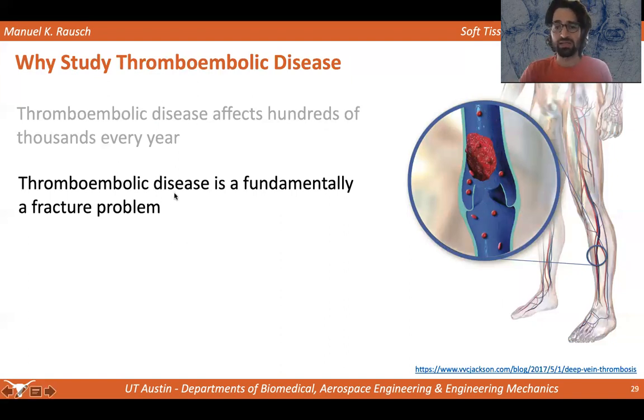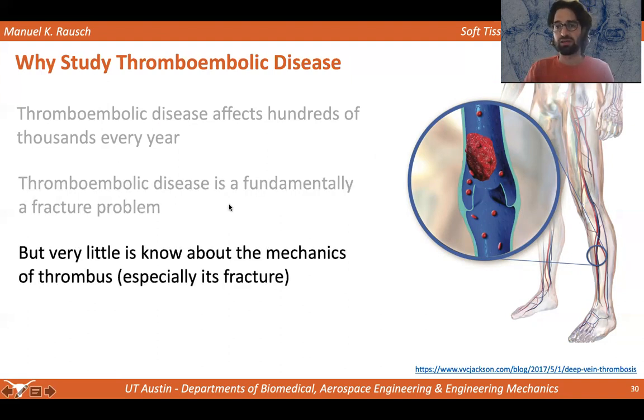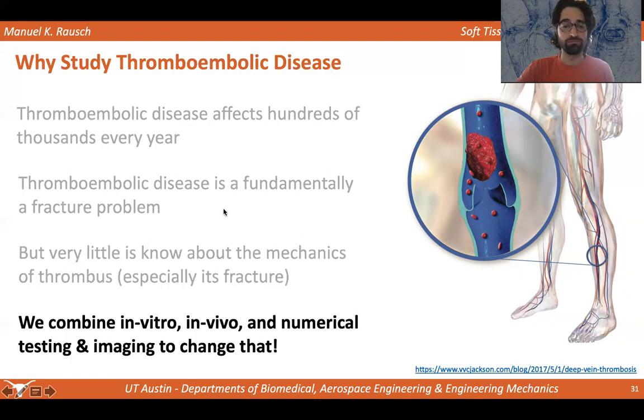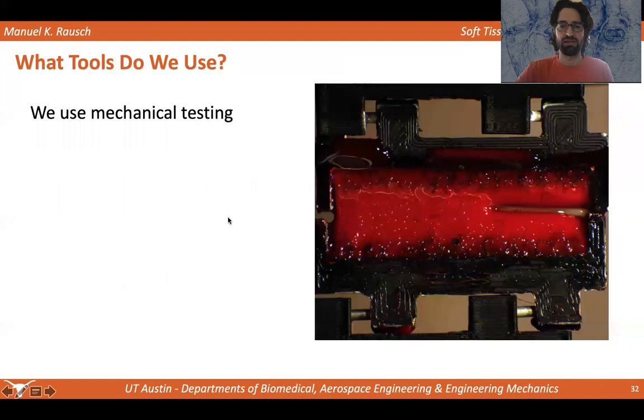And what's fascinating about it is that it's fundamentally a fracture problem. And I say this because you see here, the thrombus sits there on the wall and it's about to break off. That moment where it breaks off, that's fracture. And I'm a mechanical engineer. I'm trained in fracture mechanics. And so we use this kind of training, we use these kind of tools to understand this better because very little, again, is known. And so we combine in vitro, in vivo, and numerical testing, as well as imaging, to change that, to fill these gaps in our fundamental understanding.